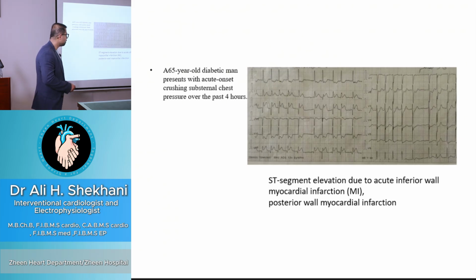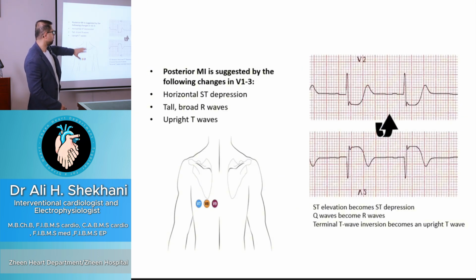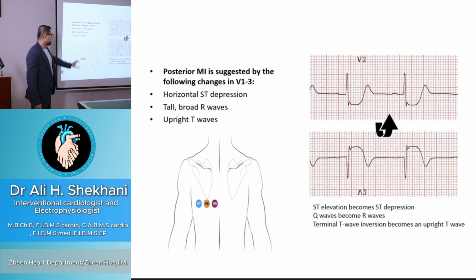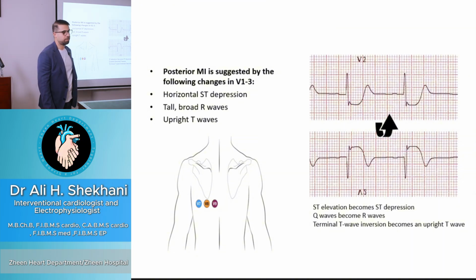Because in posterior myocardial infarction, we cannot catch the ST elevation, as in this picture. But if you turn the ECG upside down, this ST depression will become ST elevation, and this R wave becomes Q wave. If you put an ECG lead posteriorly, you can catch this finding in patients with posterior myocardial infarction.